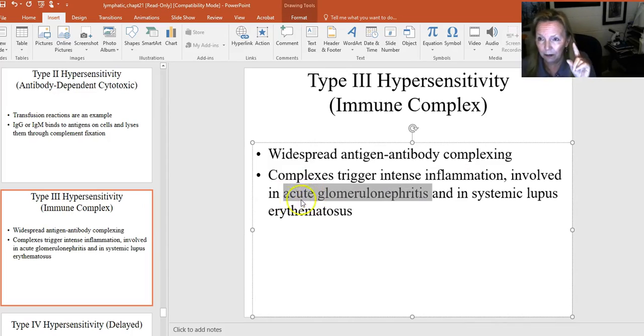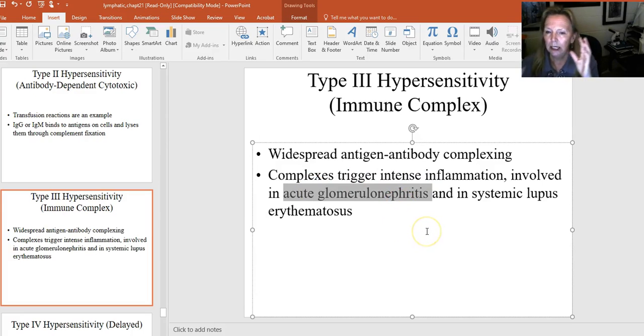And I'll write that down, acute glomerulonephritis. And I'll break it down for you, okay? Acute means that the signs and symptoms come on quickly and they're serious. That's what acute means. Signs and symptoms come on quickly and they're pretty serious. Itis means inflammation of. Nephron means kidneys. And glomerulus are the filters of the kidneys. So signs and symptoms are serious, and it's inflammation of the filters of the kidneys.